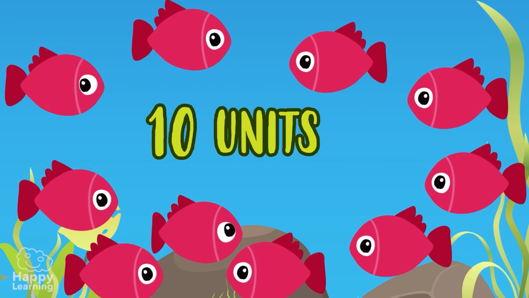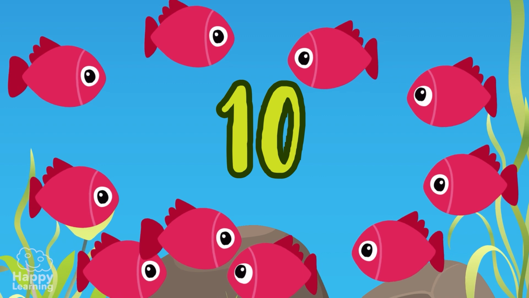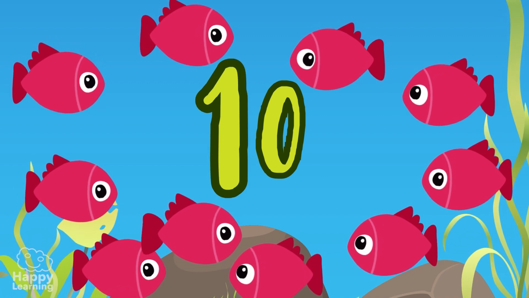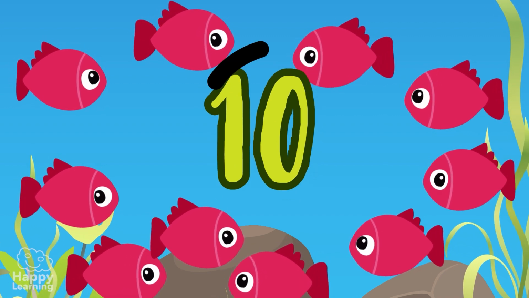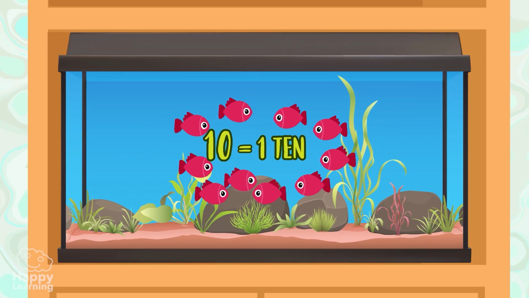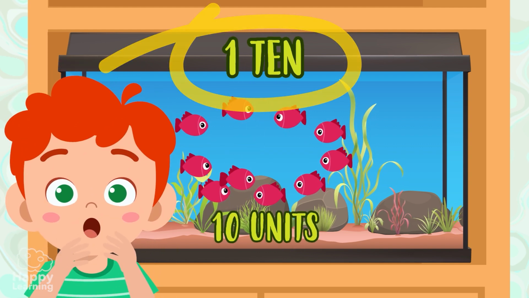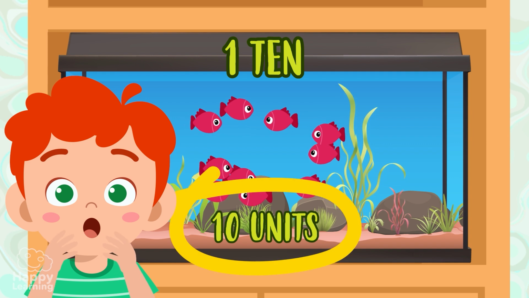10 units. Do you see what happens with the number 10? We now have 2 digits, the 1 and the 0. We have a 10 because 10 units make a 10. Remember, a 10 is a grouping of 10 units.